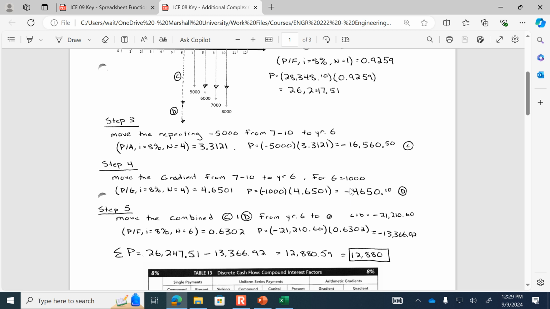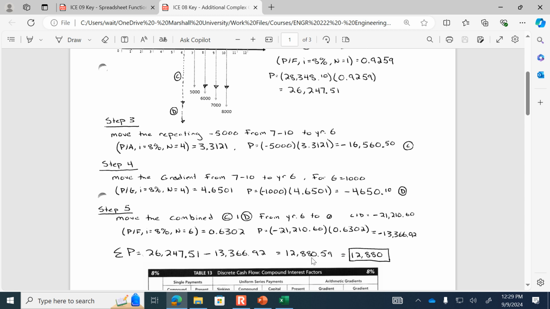And then I need to discount the combined amount at year 6 to time 0. So that'll be find P given F. So the sum total of the present values is an inflow of 26,247, an outflow of 13,366, and so the minus sign takes care of the fact that one of those is an outflow.